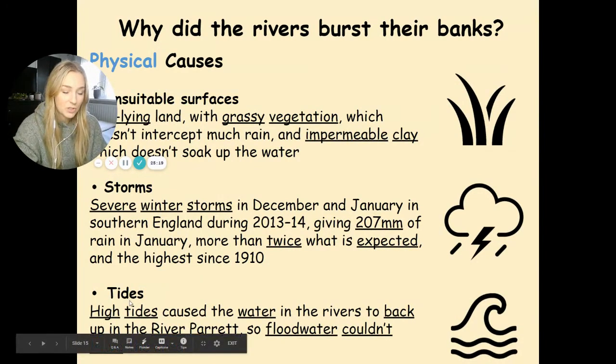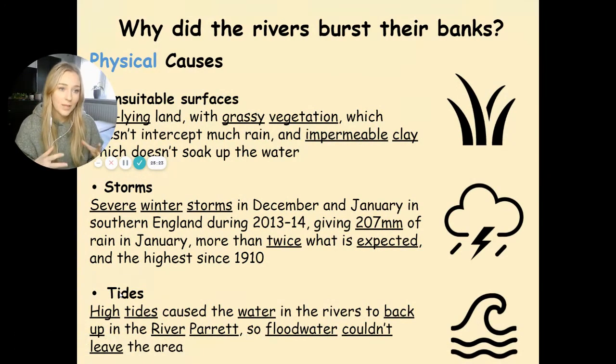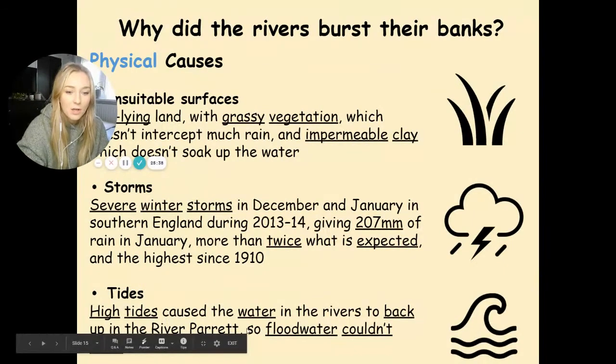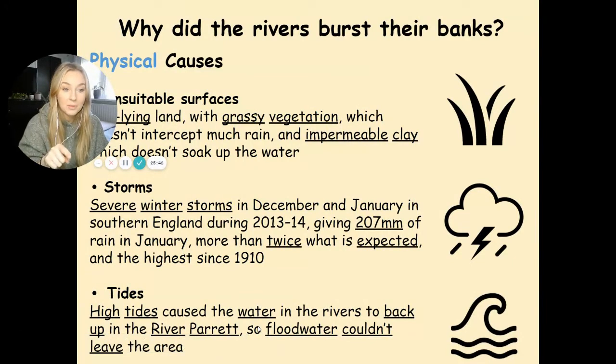And then tides. So the area is quite close to the sea, and if it has high tide, the tide, like anywhere really, will back up a river. If you have a high tide, it's up close to the ground level. And the same applies then for rivers. It will back up a river channel if it's a high tide. So that's what it's saying here. So high tides cause the water in the rivers to back up the river Parrot. That's a really good point to include there.